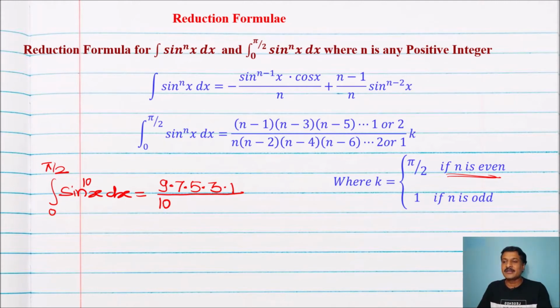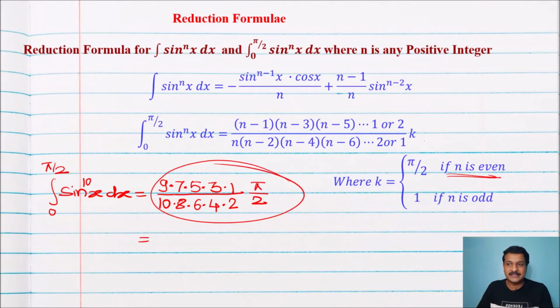So here the denominator is 10. What is the next number? The next number will be 8, minus 2, then minus 2, then again 6 minus 2 I am getting 4, minus 2 I am getting 2. So this is the last number. And into k, the power is 10, that is it is even, that is why k equals pi by 2. Simplify this by calculator, we can find this value.